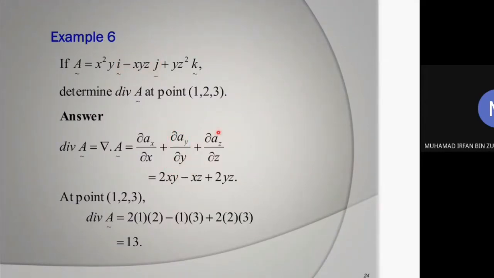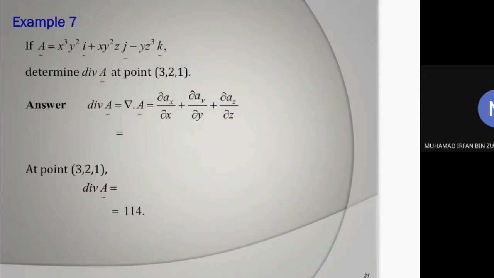And your A_z, this is your A_z. Del A_z del z, differentiate this with respect to z, you will get 2yz. At point (1, 2, 3), substitute x equal to 1, y equal to 2, and z equal to 3 into your divergence A. So you get 13. This is a scalar.